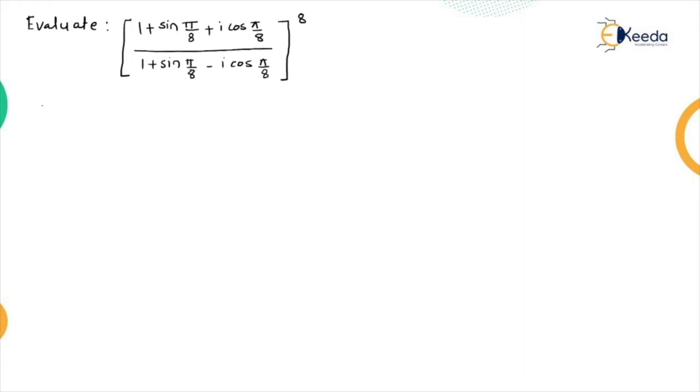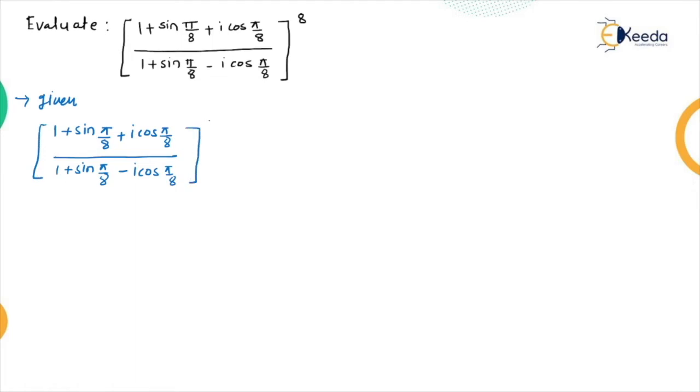So now let me start its answer. Given is the power of a complex number. I'm writing here (1 + sin π/8 + i cos π/8) divided by (1 + sin π/8 − i cos π/8), and the total bracket to the power 8.